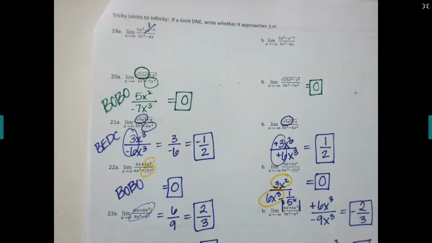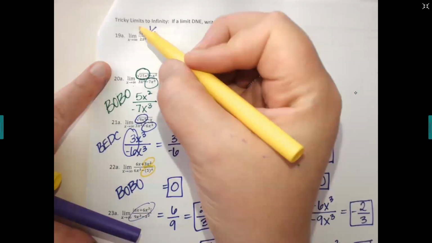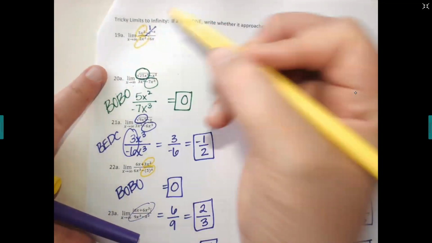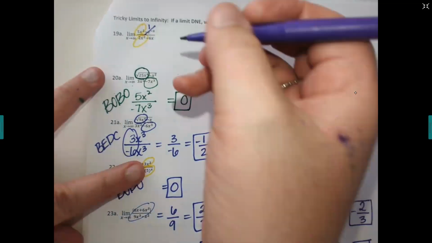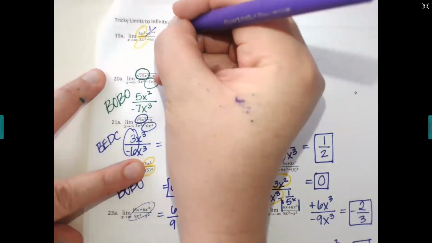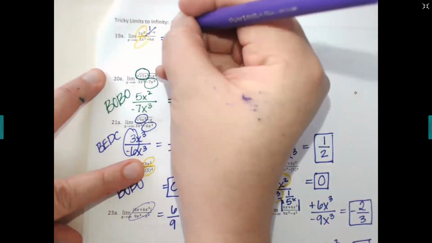So what's the biggest thing on top? Okay, what's the biggest thing on bottom? So is it a Bobo, a Button, or a Betsy? Betsy. It's going to divide to what? 5 halves, or 5 over 2. Very good.